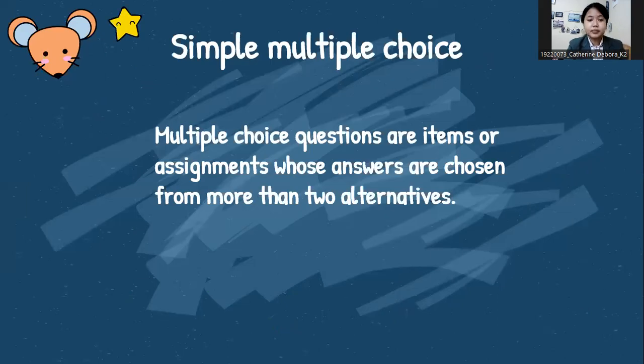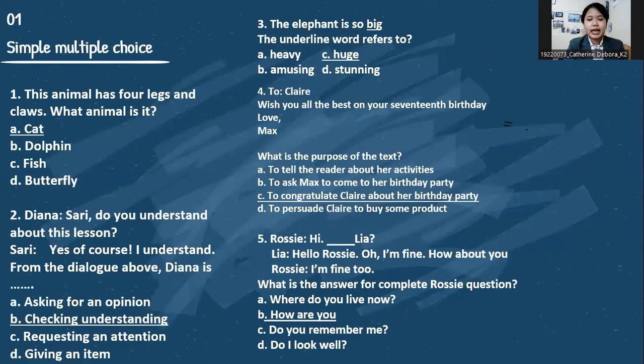Number 1 is simple multiple choice. Multiple choice questions are items or assignments whose answers are chosen from more than 2 alternatives. And here, an example of simple multiple choice. As we can see, it's very simple. The student just need to find the answer from the option A, B, C, D.